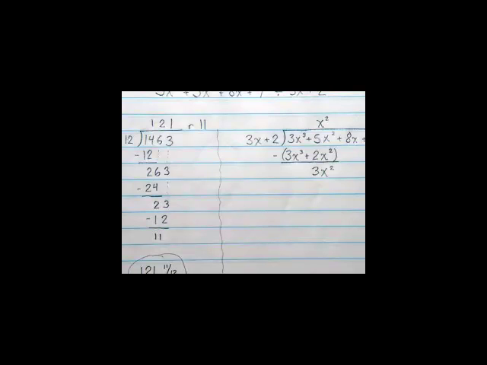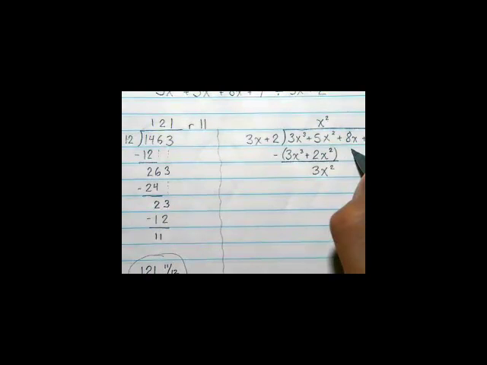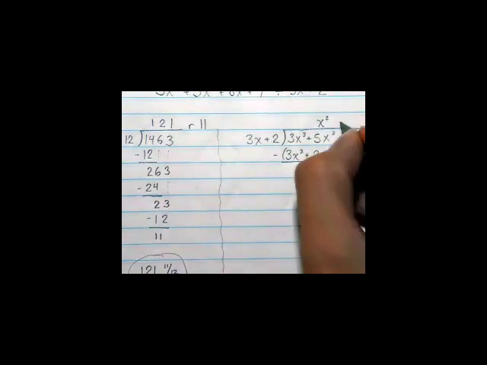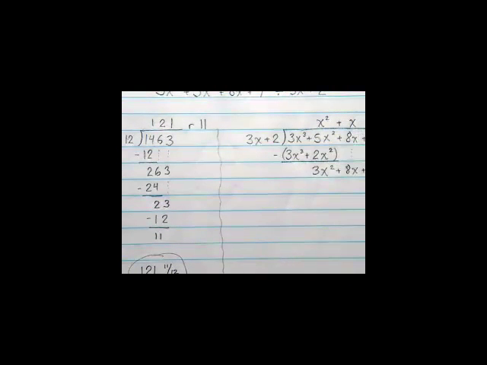What was the next thing that we did in the other one? Drop stuff down. Okay, I still got this 8x and this 7. So I'm going to drop each of those down. So now I've got plus 8x plus 7. And then repeat. Do the process again. What do I need to multiply 3x by to get 3x squared? Just x, right? So plus x on top then. Okay, multiply it through. 3x squared plus 2x.